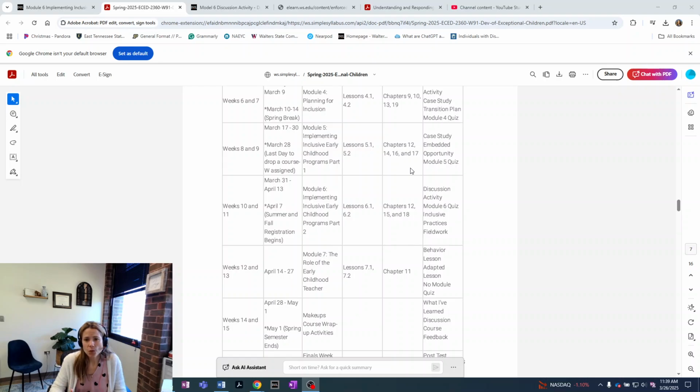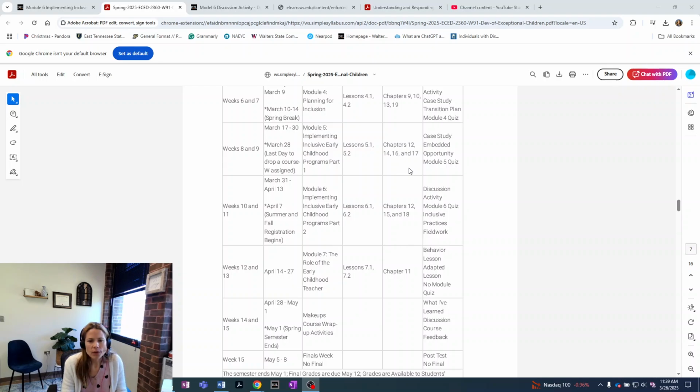This is where you worked on your case study embedded opportunity, where you looked at the students' goals in their plan, and you looked at their schedule and routines and figured out where in our schedule we can try to work these goals in with the students. So you worked on that.